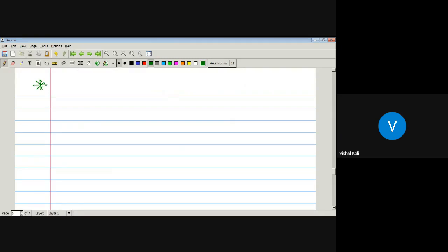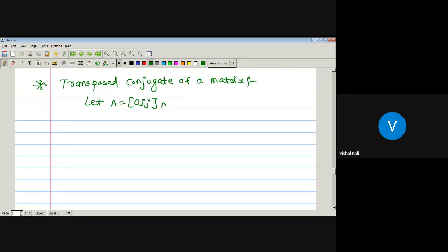the next type of matrix will be the transpose conjugate of a matrix. Okay. Let us see a definition. Let A equal to Aij be a matrix of order m by n.